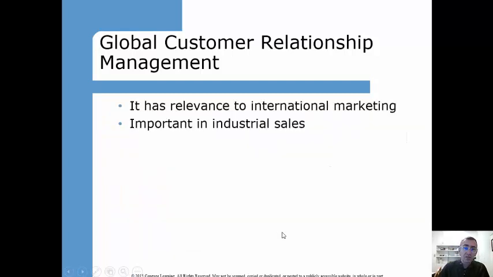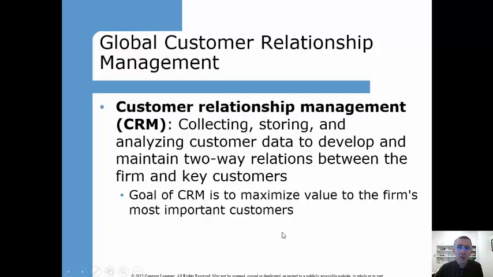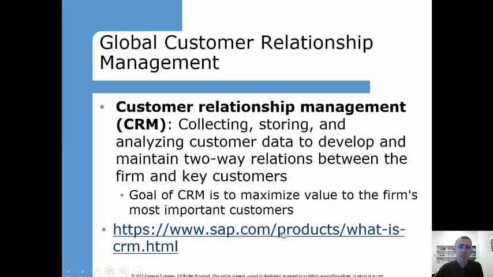By the way, it's very difficult to maintain those relationships, which is why you need CRM, customer relationship management. Those are used nationally, and there are CRMs used internationally, where you analyze data to develop and maintain two-way relations between the firm and the key customer. Just think about it. Internationally, people are going to want to do business in different ways, using different mediums, etc. The goal is to maximize the value to the firm's most important customers.